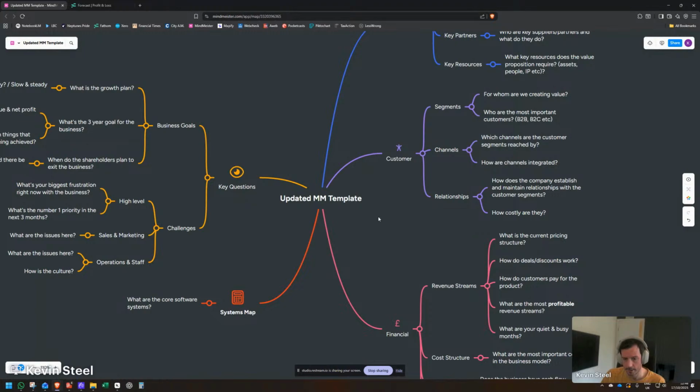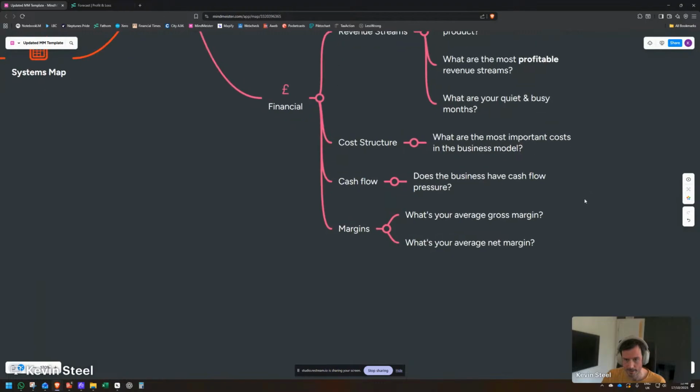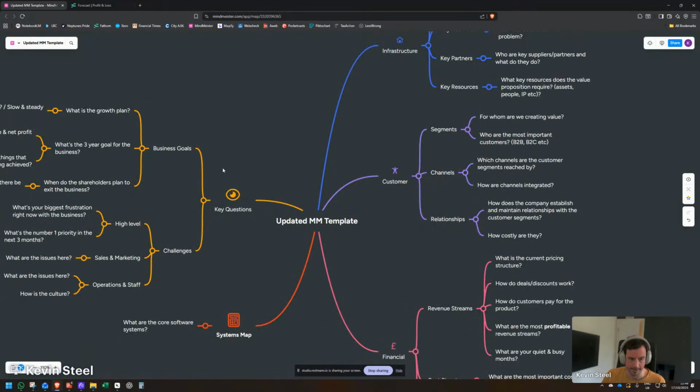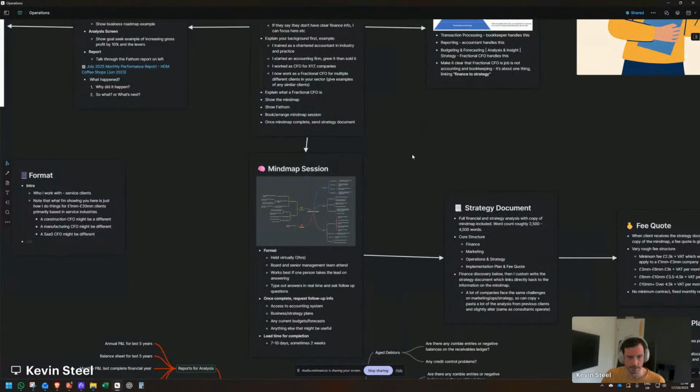The key thing about a good fractional CFO is linking finance to strategy. This gives me a much better strategic understanding of the business. I'm not just looking at financials, I'm looking at the infrastructure, the customers, the tech stack, high-level challenges, etc. And then after that session is complete, I will ask the client for some follow-up information.